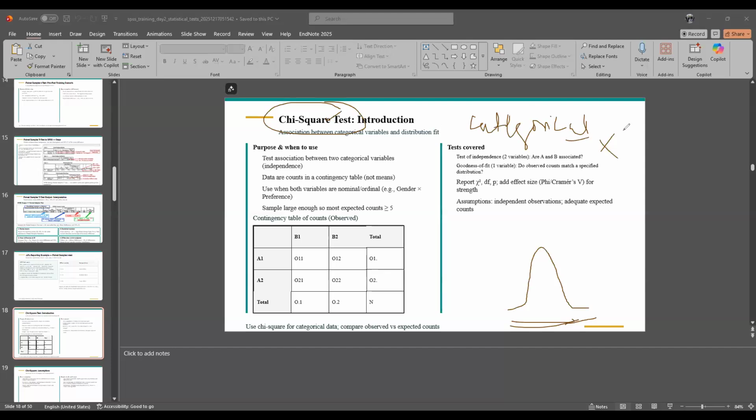What does categorical mean? They have categories like gender, male, female, color, black, blue, red, car names like Sportage, Alto, or some sort of that. So there must be specific categories for the chi-square test. When you have specific categories, then you can apply it.